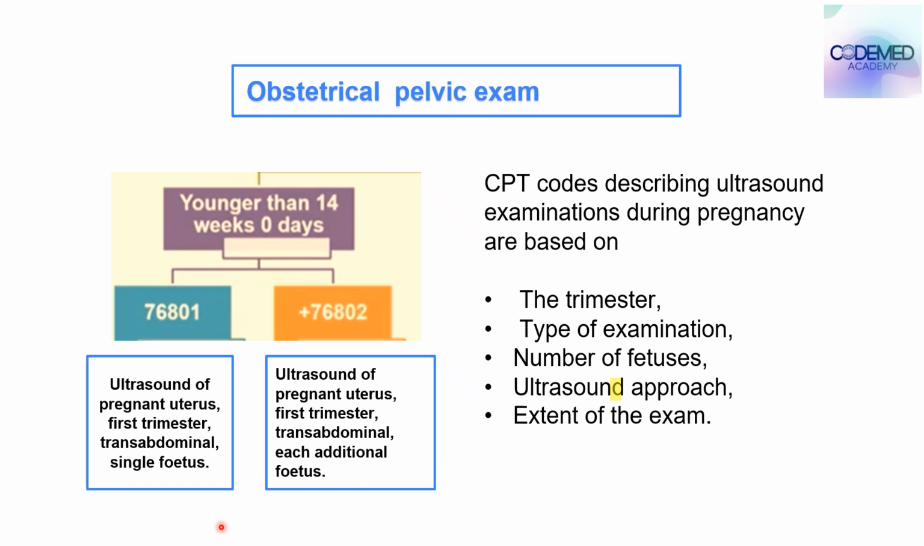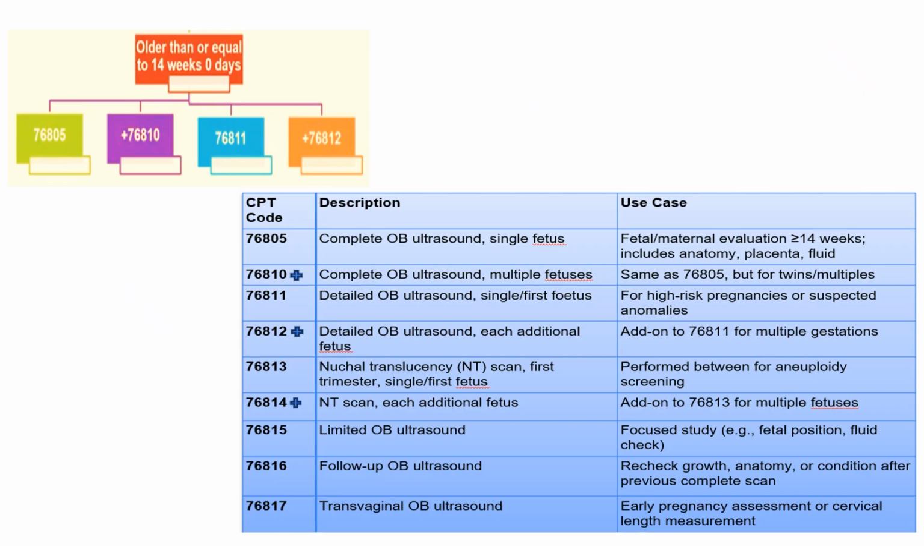But this is the first trimester. Now let us look at the older than or equal to 14 weeks. Then we have separate codes. So these are the codes when it is more than 14 weeks. Now in this case we have various codes. If you see the code 76805, this is a complete obstetrical ultrasound, single fetus, and then this is the additional fetus. This is the detailed obstetric ultrasound, single fetus, and this is the detail for the additional fetus.